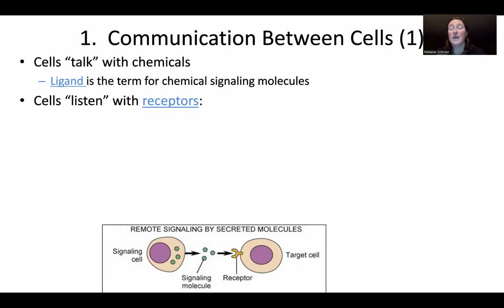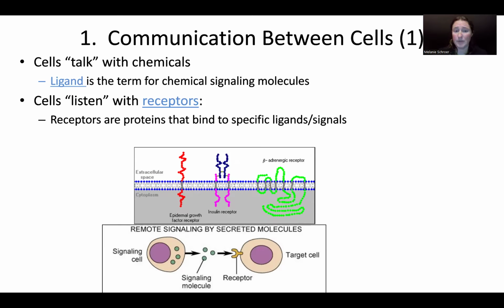The other cells have to be able to hear this message, right? If you're blind, if you're deaf, if you can't read, whatever, you don't get the same messages from talking, verbalizing, writing, whatever. So cells, the way that they listen is that they express receptors on the surface. Receptors are proteins. We know that proteins have a very particular shape based on their genes. This allows receptors to be wildly diverse and be able to bind specifically and tightly to very specific signaling molecules or ligands.